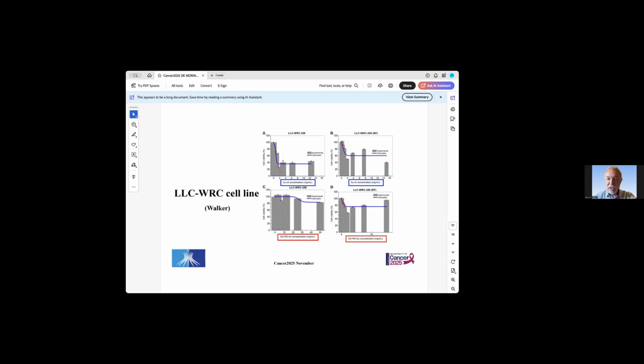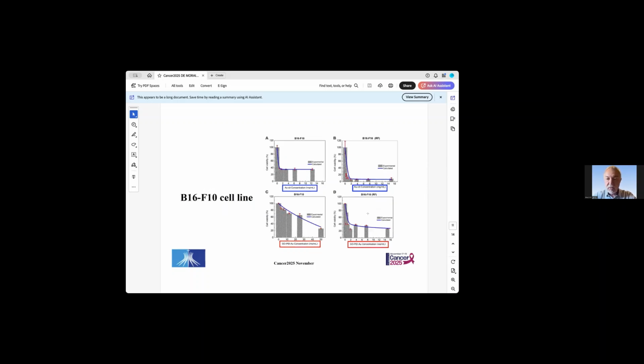And then you can see the increasing concentration of nanocomposite on the horizontal axis and the cell viability on the vertical axis. So again, the experimental data are the vertical columns, and solid blue line is the best fitting. And then you can see the difference. On the left-hand side, panel C, there is no application of radiofrequency. On the right-hand side, there is application of the radiofrequency.